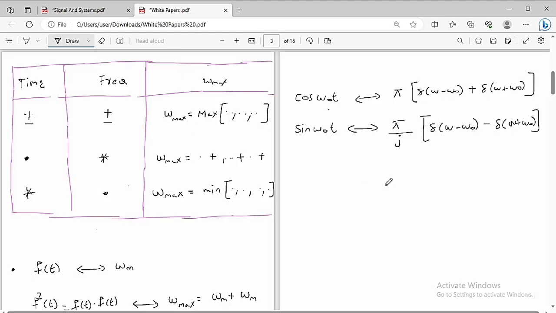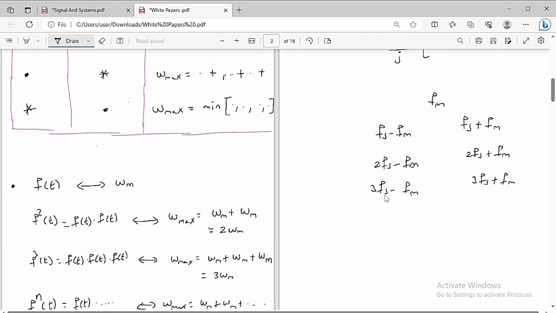So you have to write it like this. The frequencies present in Y of omega are fm, fs plus fm, fs minus fm. Similarly, 2fs plus fm, 2fs minus fm, 3fs plus fm, 3fs minus fm. Simply, I can write it like this: fm, then fs plus or minus fm, 2fs plus or minus fm, 3fs plus or minus fm, 4fs plus or minus fm, and so on. I can write a shortcut like this.